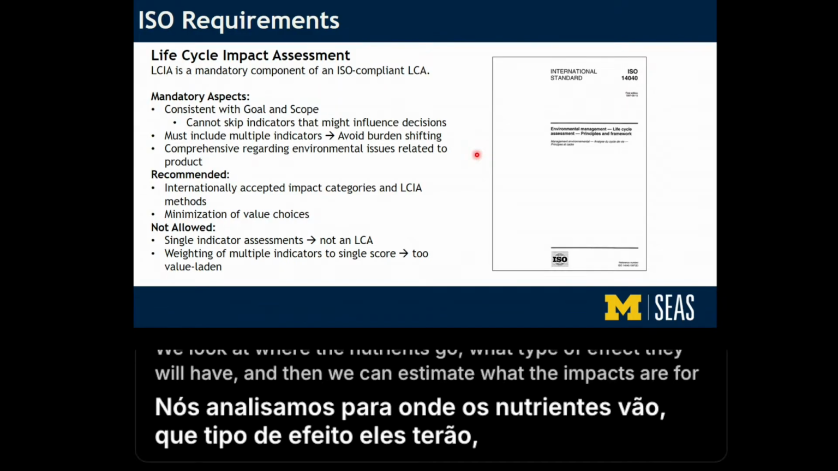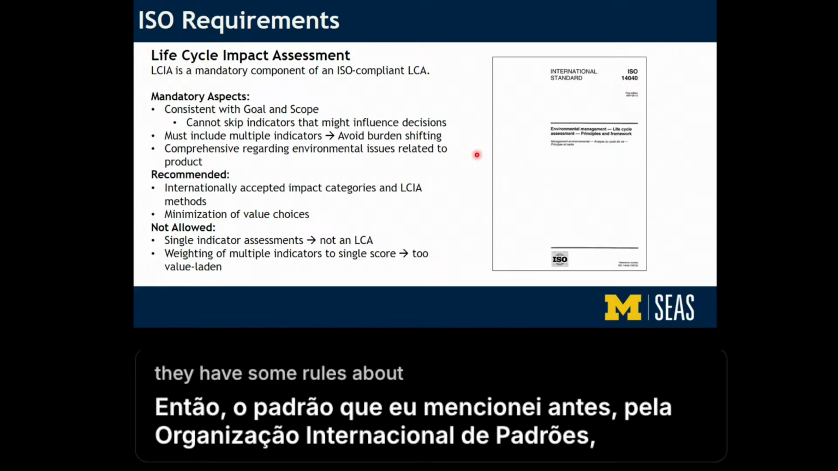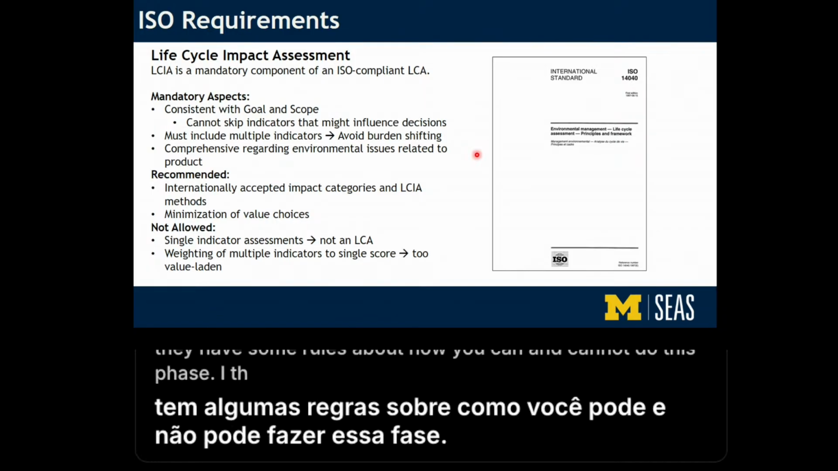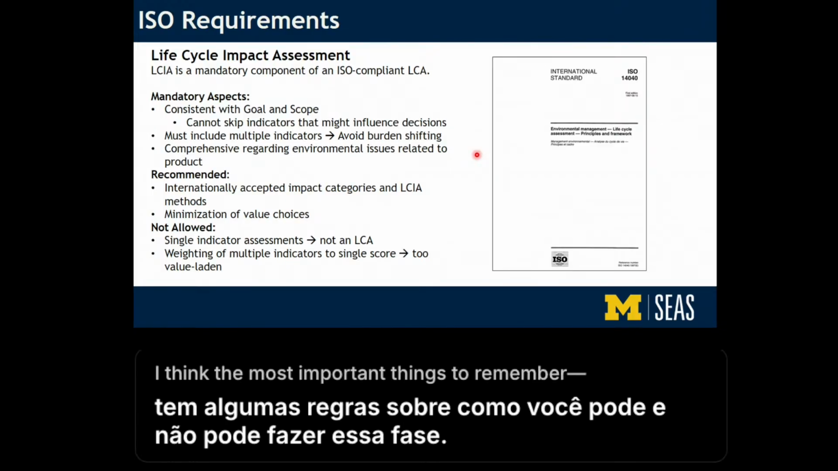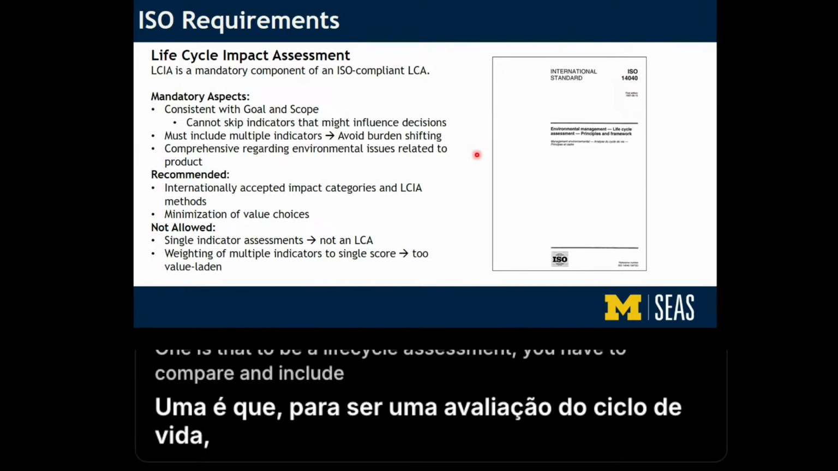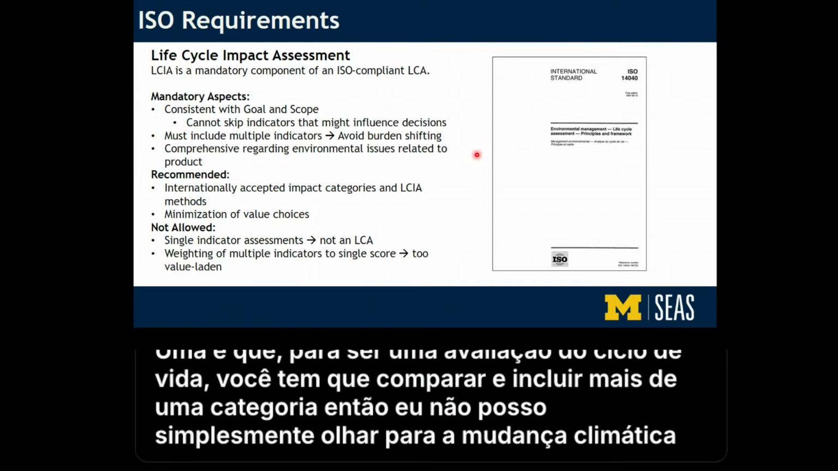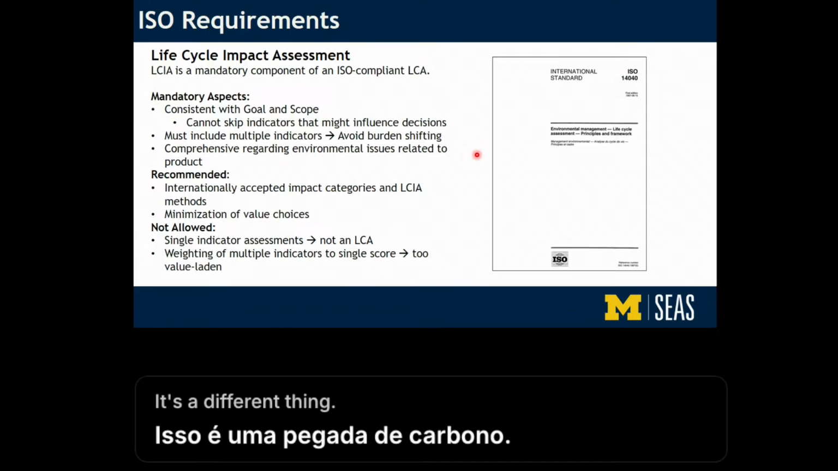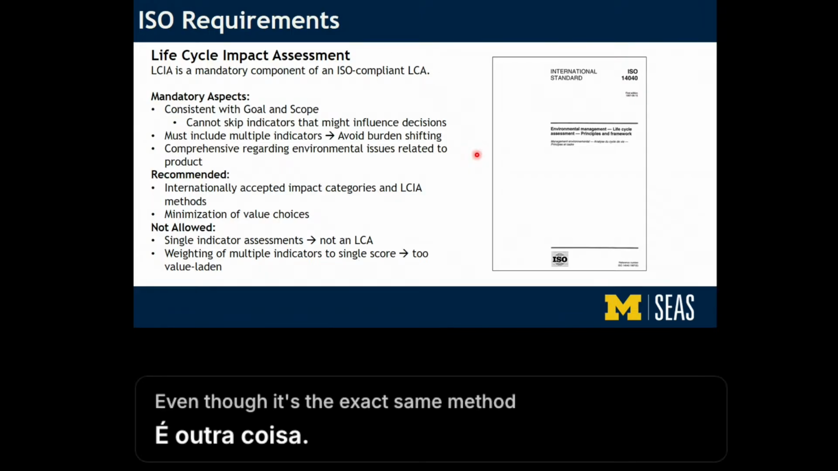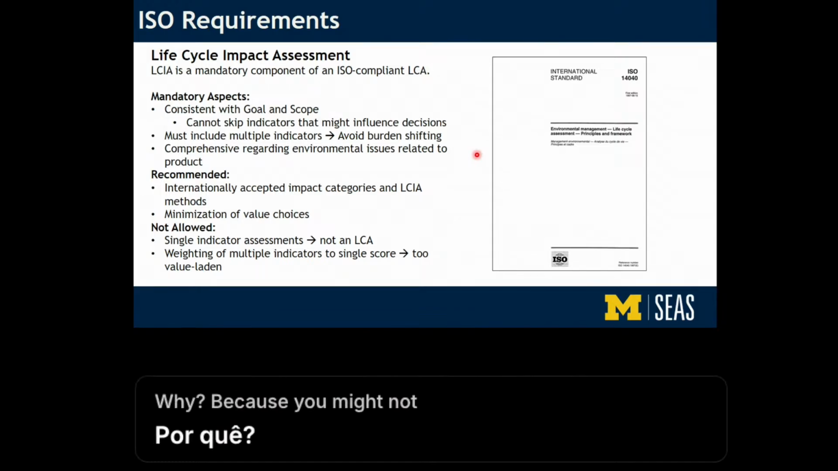So the standard that I mentioned before by the International Standard Organization has some rules about how you can and cannot do this phase. I think the most important things to remember are two things. One is that to be a life cycle assessment, you have to compare and include more than one category. So I can't just look at climate change and carbon emissions. That is not a life cycle assessment. That's a carbon footprint. It's a different thing. Even though it's the exact same methods, if you only look at one indicator, it's not a life cycle assessment. Why? Because you might not capture trade-offs between your systems.